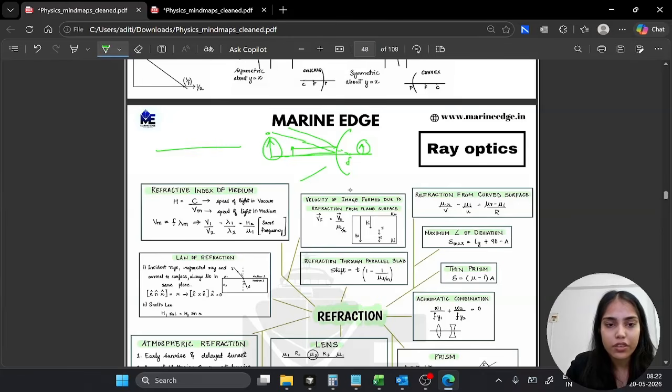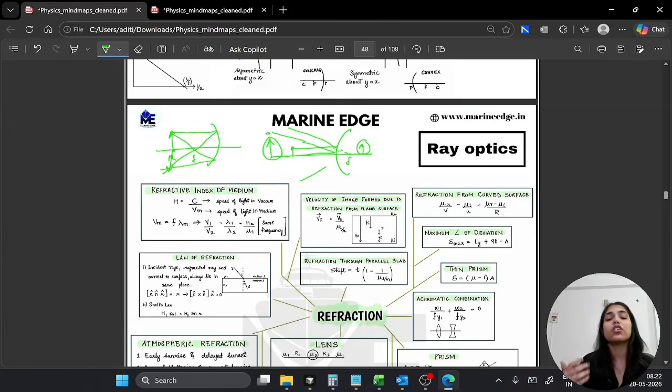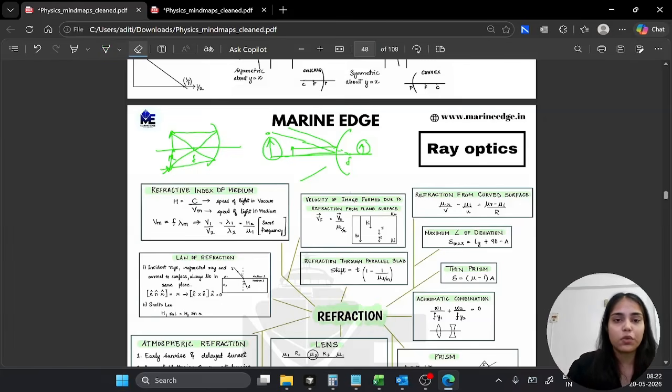Now, for example, you can see a real image in this case. Let's say this is your focus and this is the radius of curvature. If a ray is passing parallel, it will pass through the focus. If it is passing through the focus, it will pass parallel, and these two rays are meeting here. They are actually meeting, so this will form a real image. But in this case, I'll just redraw this once for you.